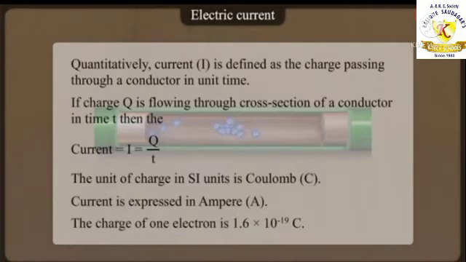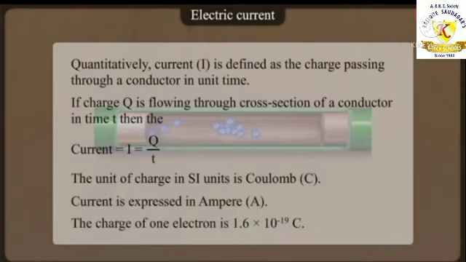Now, more about electric current. Quantitatively, current is denoted by I. The symbol for current is capital I, and it is defined as the charge passing through a conductor in unit time. The symbol for charge is Q.